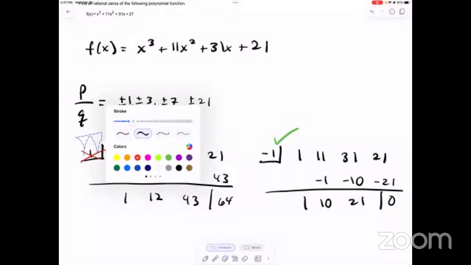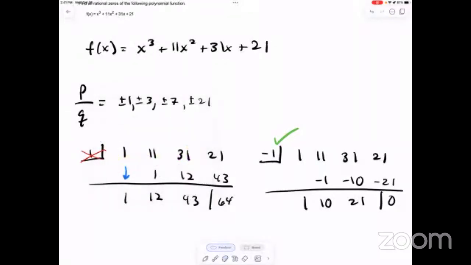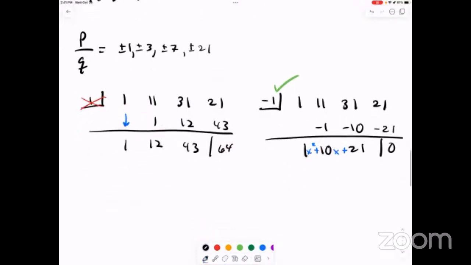Okay, so since we started with a degree 3, at this point, we have a degree 2. So that's an x squared plus 10x plus 21. So then if we put these together, if negative 1 is our 0, then our factor is going to take on the form x plus 1. And then we still have this x squared plus 10x plus 21.